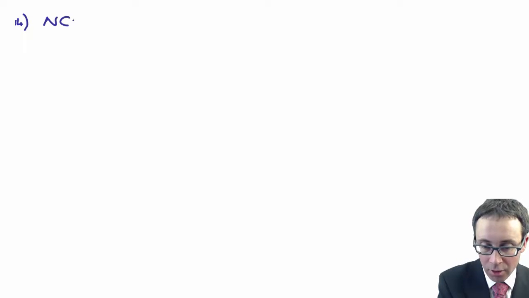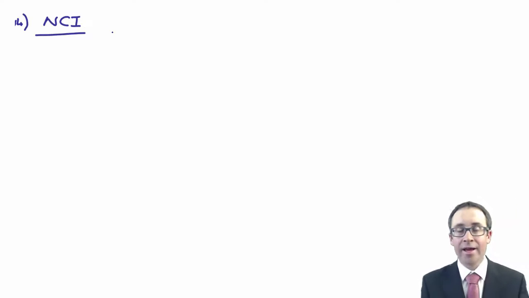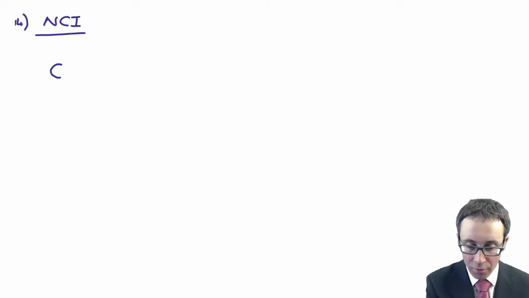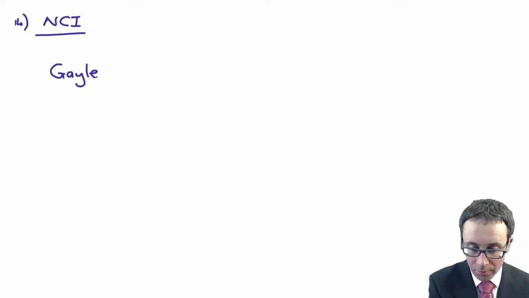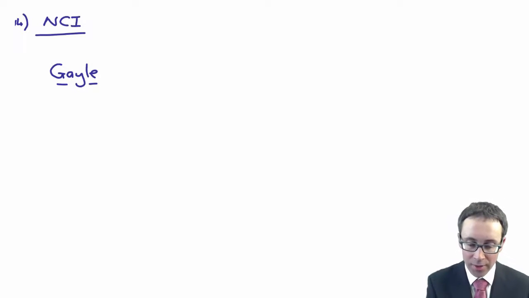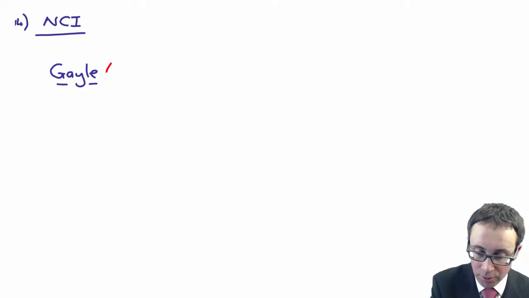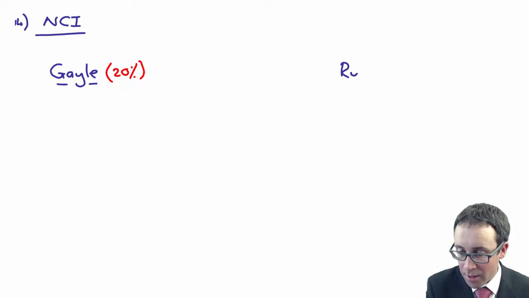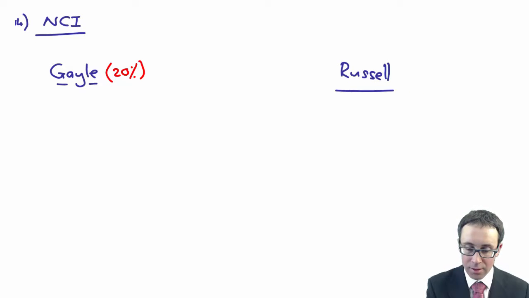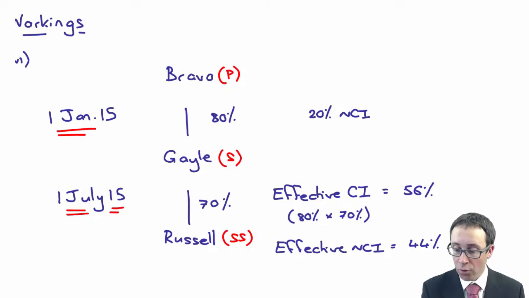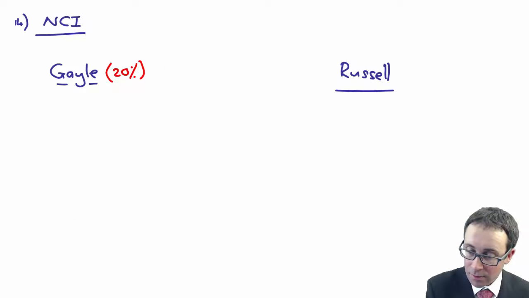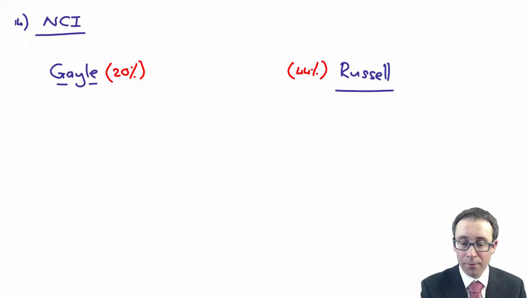Working number 4, remember, is the non-controlling interest. Again, we've got our columns. Is it there for Gale as the sub? So Gale, the non-controlling interest was there, was it as 20%? Remember, we said it's important to put in the percentages. And then you have on the right-hand side, is it Russell? And Russell, the effective NCI is 44%. So 44% in there. Again, keep it simple.